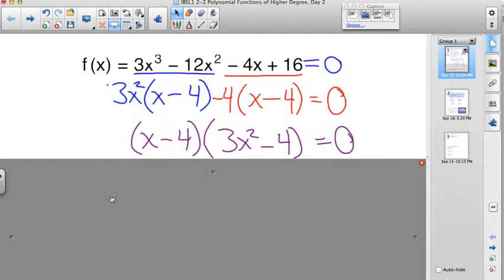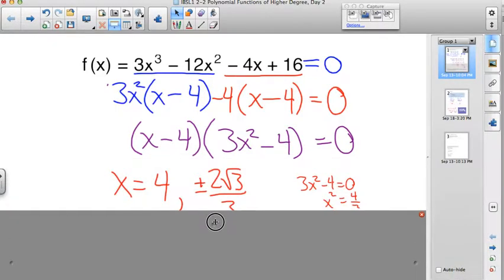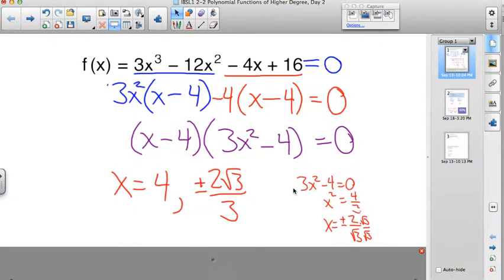So we can already tell one of our zeros is going to be 4, and then we need to set this equal to 0 and solve it in order to figure out what our other two zeros are. And you can see I do that over here on the right. 3x squared minus 4, x squared would equal 4/3, and that's plus or minus 2 divided by radical 3, which, if we rationalize the denominator, would be 2 radical 3 over 3.